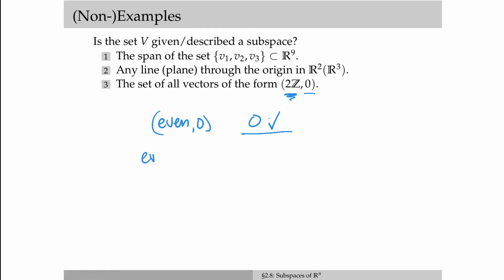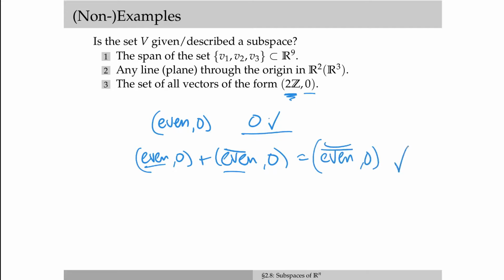So what I have here is an even, comma 0, plus another even, let's call it even bar, comma 0. Well, hopefully you all remember that if you add up two evens, you get another even number. So let's call it double bar. So yes, it is closed under sums.